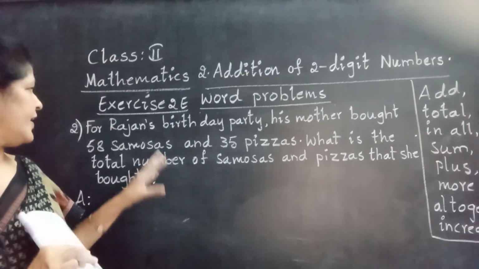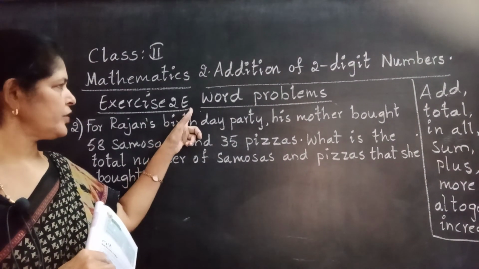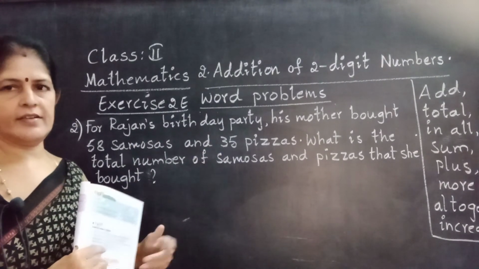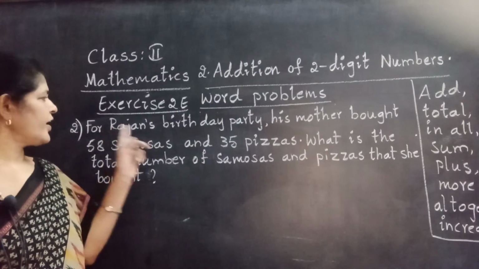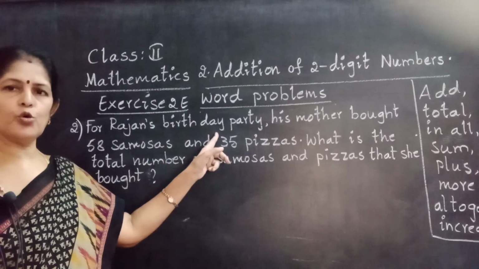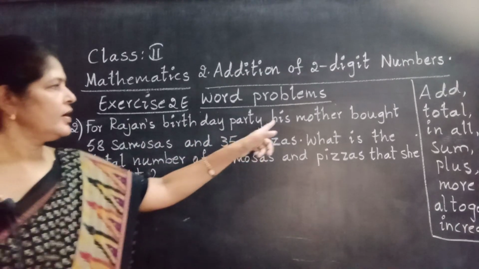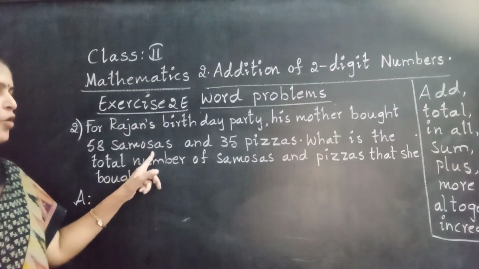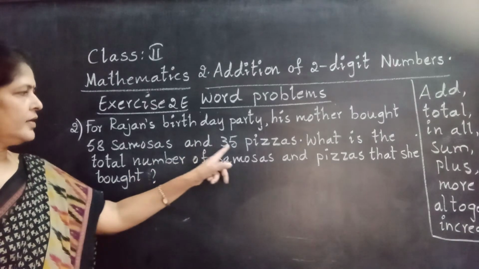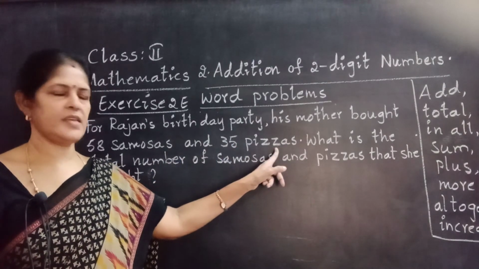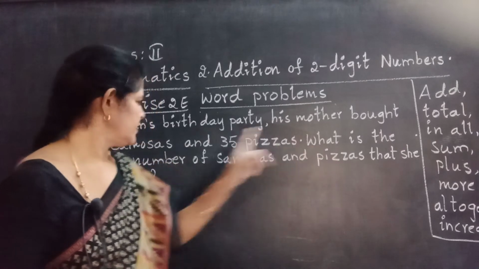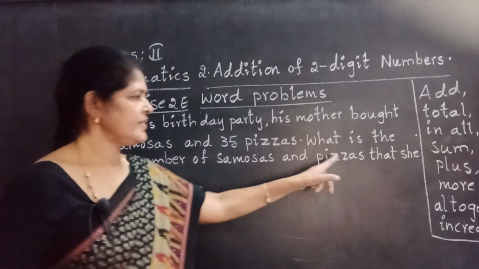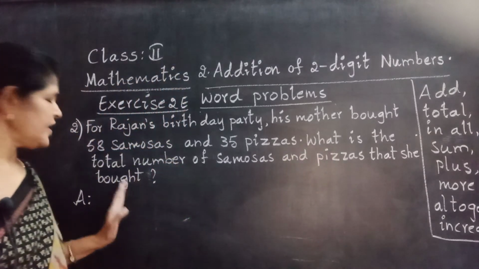Now next question, Nana. This is the exercise 2E continuation, second word problem. First, read the question. Okay? Come on. For Rajan's birthday party. Whose birthday party? Rajan's. His mother bought 58 samosas and 35 pizzas. What is the total number of samosas and pizzas that she bought?